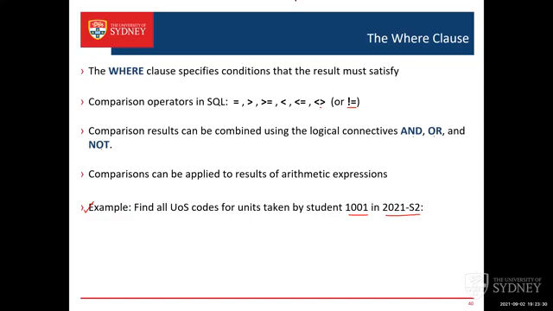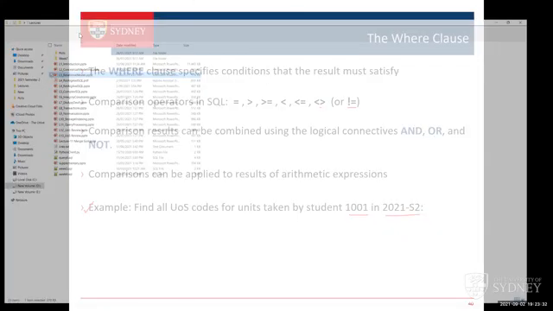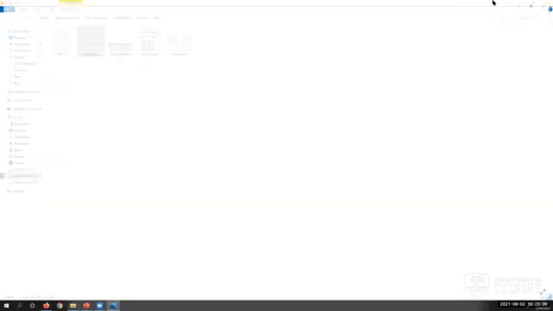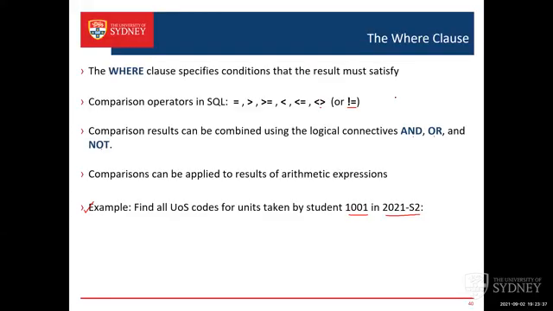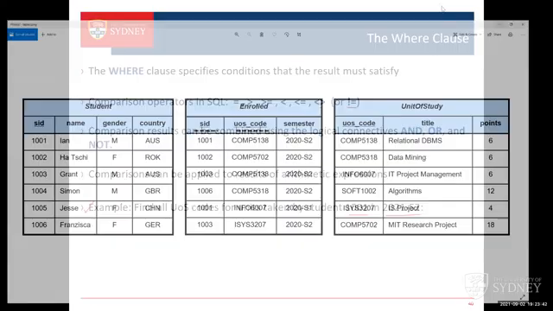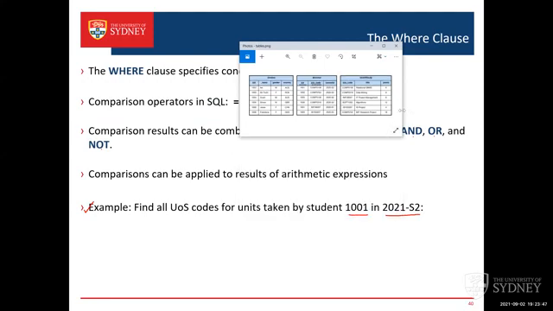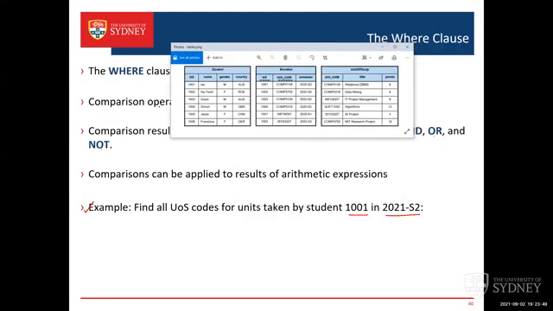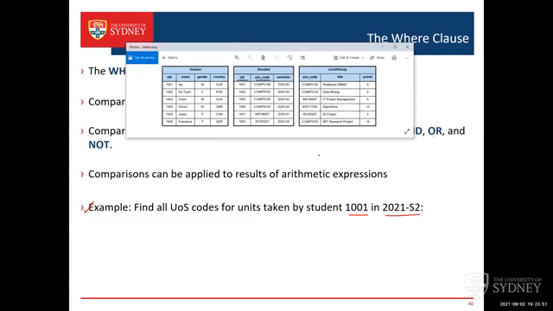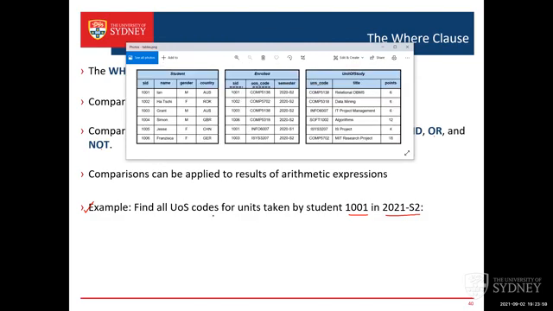Do you need to see the tables? Probably that one will help, if you don't remember the attributes. Yep. Yes, from this table, write this query. Find all the unit of study codes for units taken by student 1001 in 2021 semester 2.